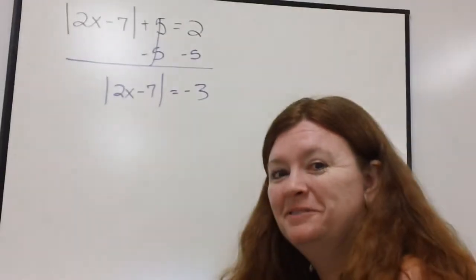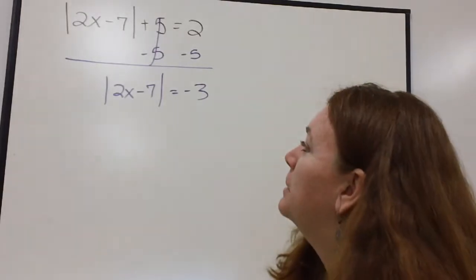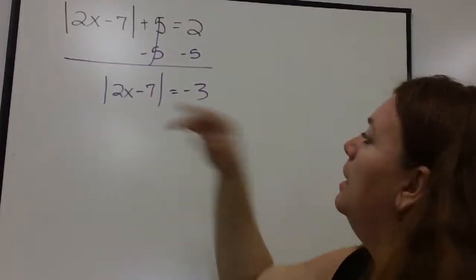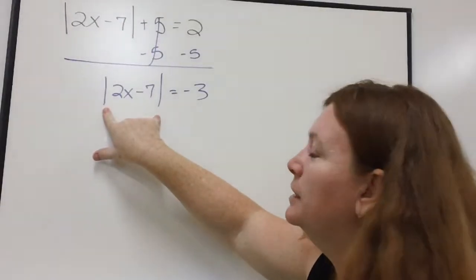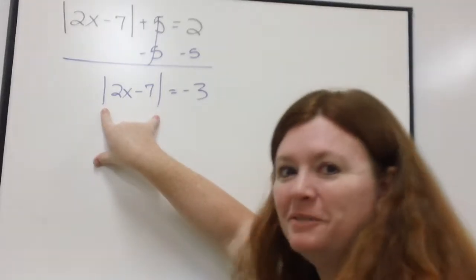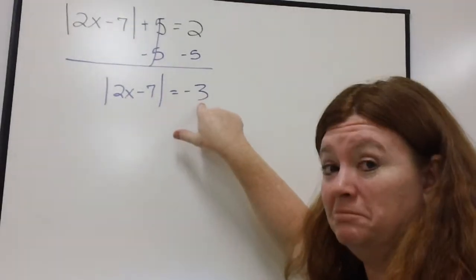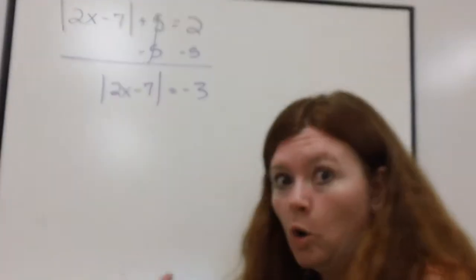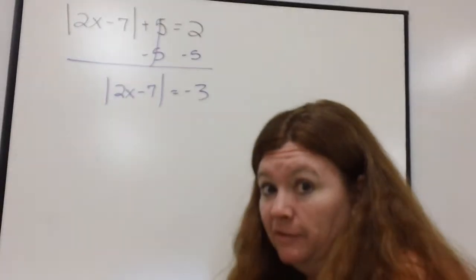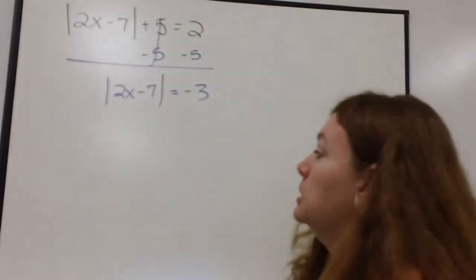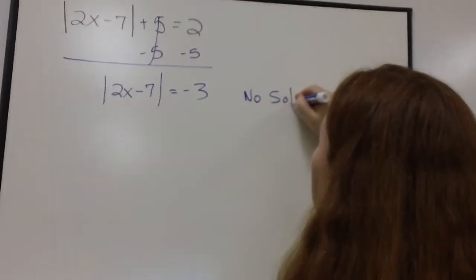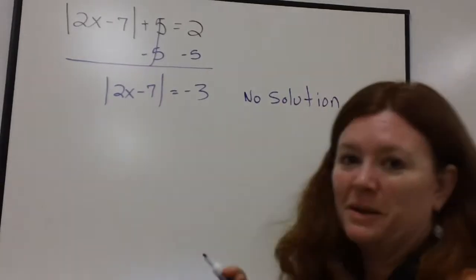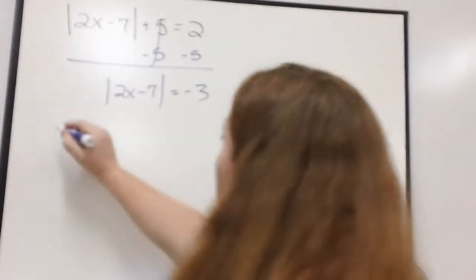Do you know why? We did talk about this in class, but I want to make sure you remember. The absolute value of 2x minus 7 could never, ever give you a negative 3. Isn't absolute value always either 0 or positive? So this could never happen. The answer is no solution. Ha, trick question. But be very, very careful.